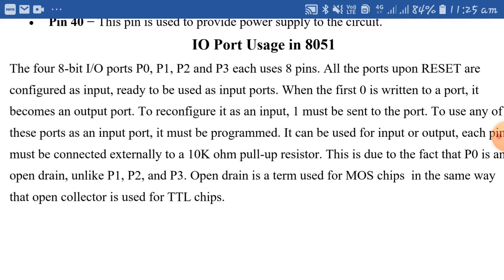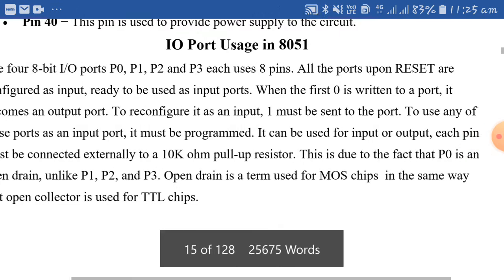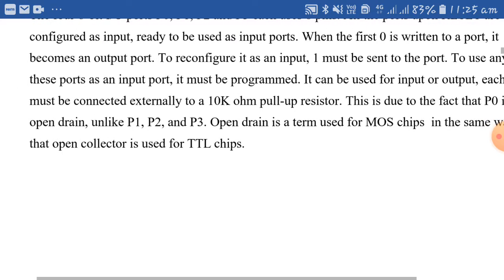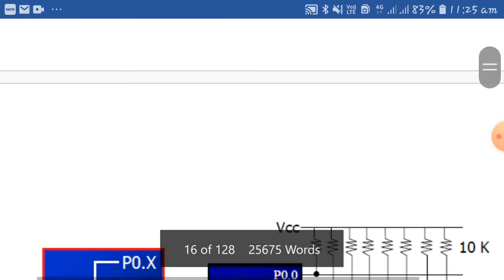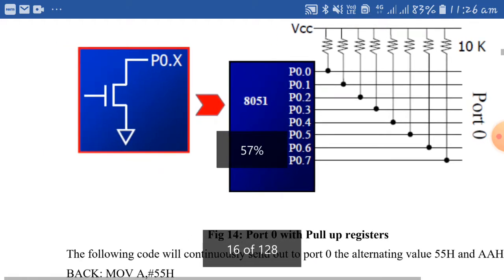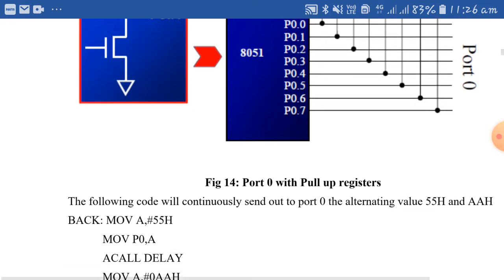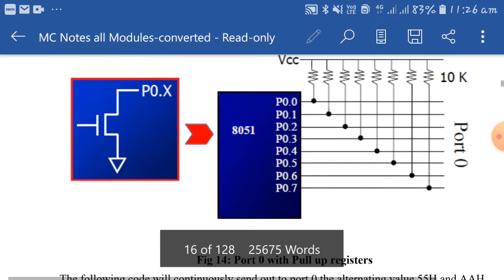Each pin must be connected externally to 10k ohm pull-up resistors. This is due to the fact that P0 is an open drain, unlike P1, P2 and P3. Open drain is a term used for MOS chips, in the same way as open collector is used for TTL chips. So you can see the structure of port 0 only. Port 0 alone has to be connected to external pull-up resistors, not the other remaining 3 ports. That's why you see this diagram only for port 0.